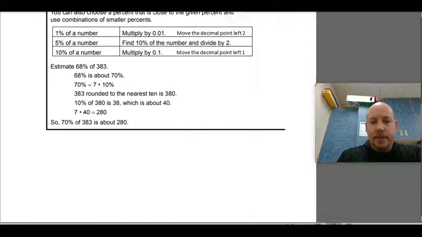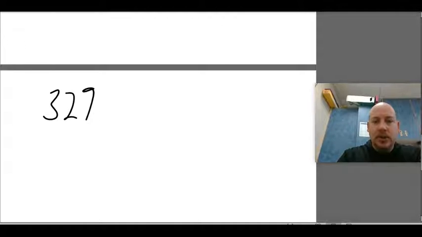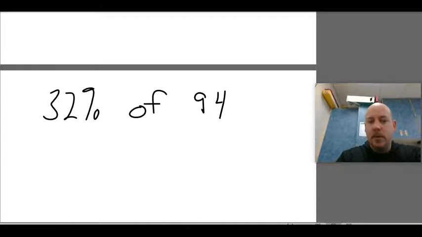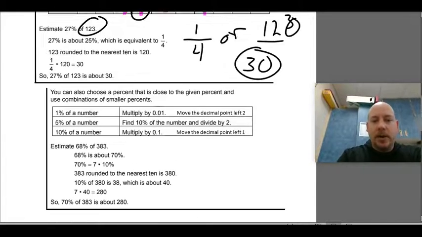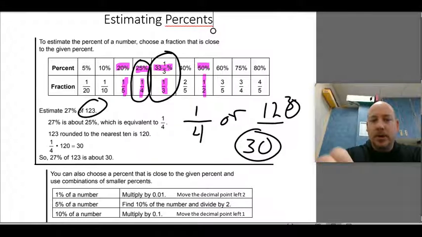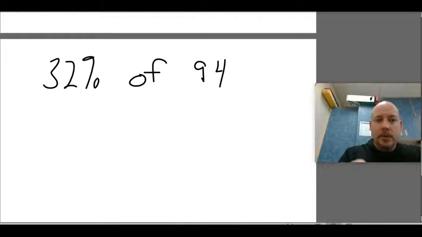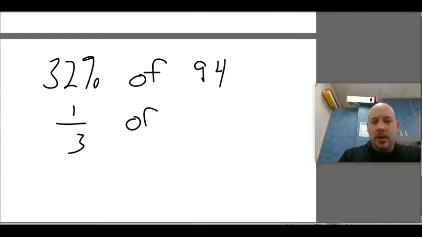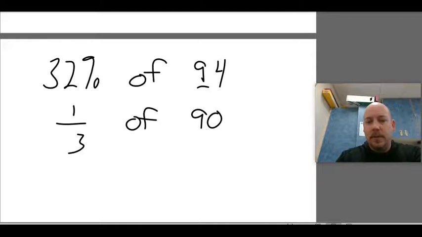Let me scroll down a little bit. Let's say I wanted to find 32% of, say, 94. Well, if I go back and look at my chart here, 32% is close to 33 1/3%, which is a third. So I'm going to use a third as my estimate. Then think of 3, right? I know 3 goes into 9, so I'm just going to round 94 down to 90. Again, I could go 93 or up to 96, but I'm going to make it easy on myself.